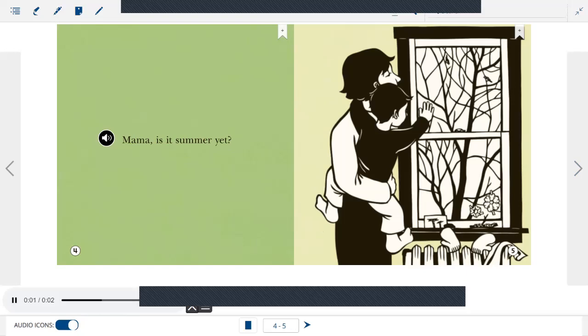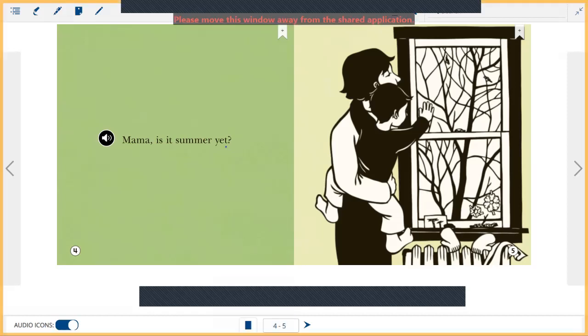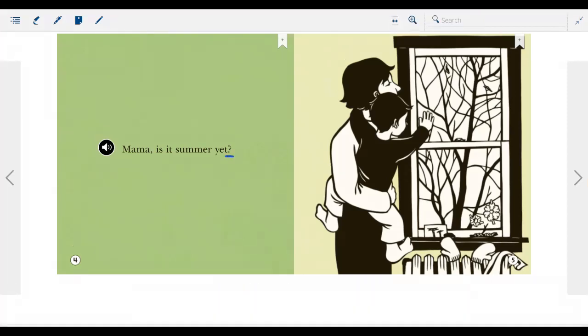Mama, is it summer yet? All right, let's look at this sentence. What is the first letter of this sentence? It's a capital M. What's the ending punctuation? It is a question mark. All right.